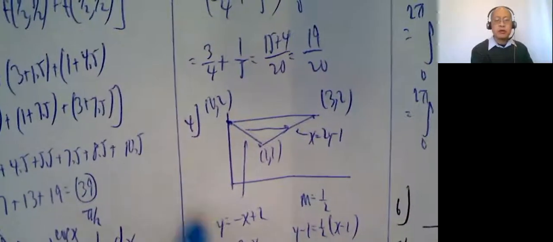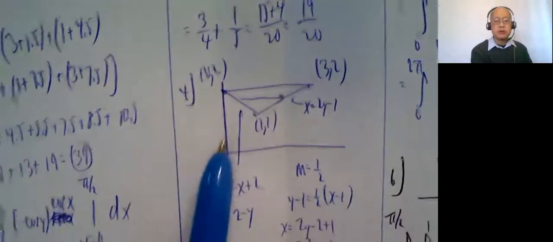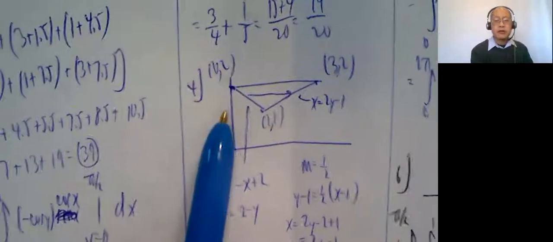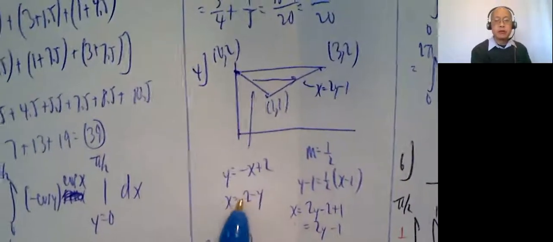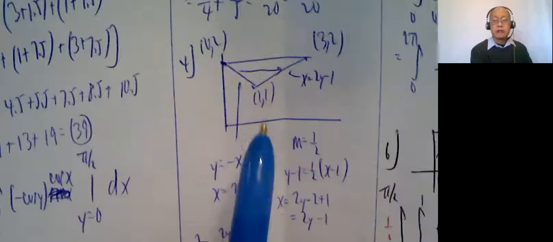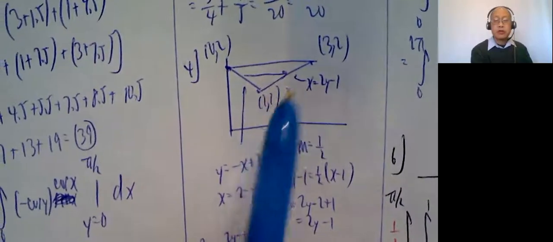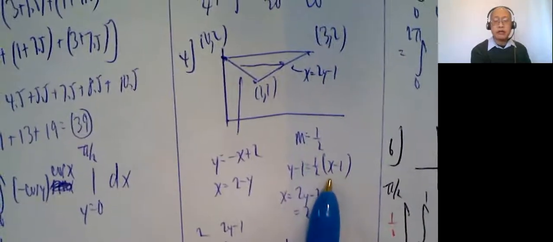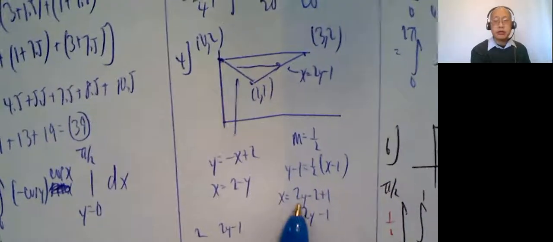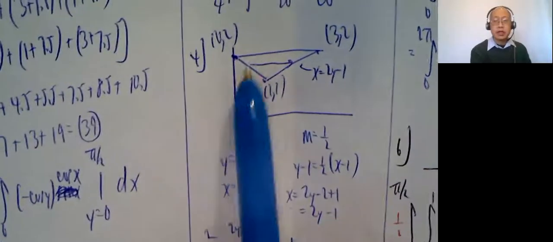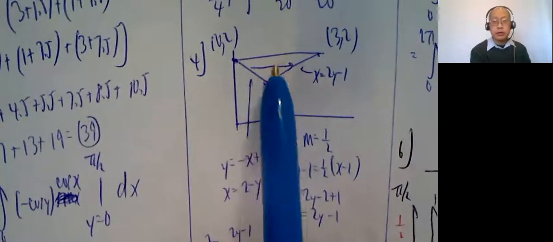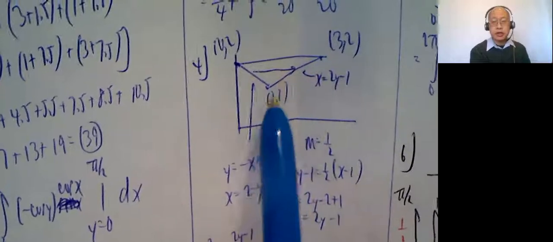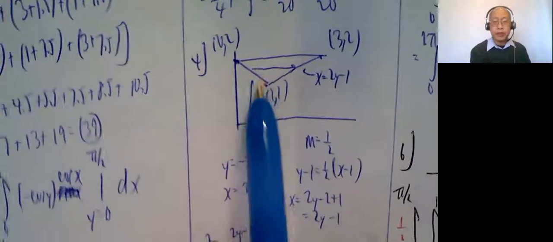Number 4, the points (1, 1), (0, 2), (3, 2). This is y equals negative x plus 2, or x equals 2 minus y. This one, doing the point slope form, slope is a half. y minus 1 equals 1/2 times x minus 1. Solve for x. x is 2y minus 1. Treat it as type 2. That way you just write it as a single function. This is the upper, this is the lower. If you did type 1, you'd have to split it into 2.